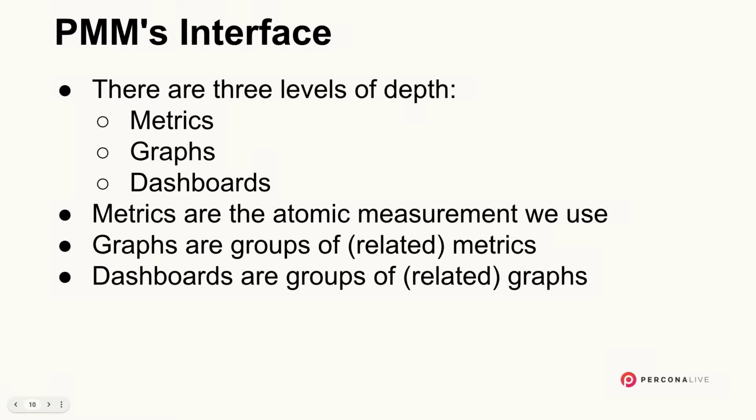So in PMM, we have 3 levels of depth of information. That are going to be our atomic data. Then we have graphs, which are mostly groups of metrics that are ordered in some cohesive way so that the graph tells us a story in some way. And then the dashboards are groups of graphs that tell a bigger story. For instance, PostgreSQL summary or the OS dashboard, which we are going to check in a bit, has information on all the subsystems.